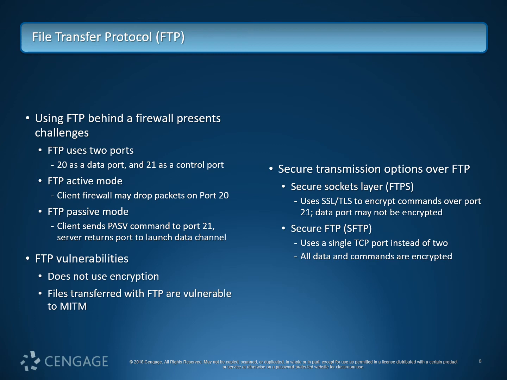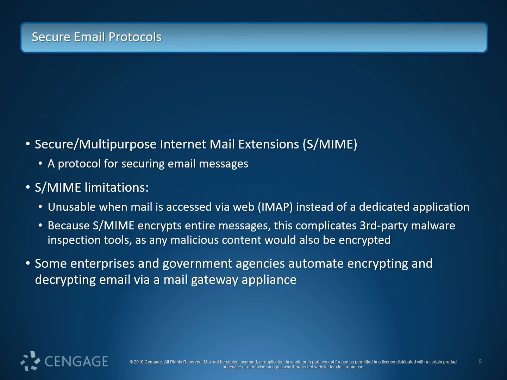We've got FTPS, which is the Secure Socket Layer FTP. It incorporates SSL and TLS to encrypt commands over port 21. The data port is not going to be encrypted, but at least you know the information that's controlling that data flow is not being messed with. SFTP, on the other hand, Secure FTP, is much better. It uses a single port instead of 2, and all data and commands on it are encrypted. So when I transfer something using the FTP protocol, I tend to use the variant SFTP rather than FTPS, as much as I love SSL.